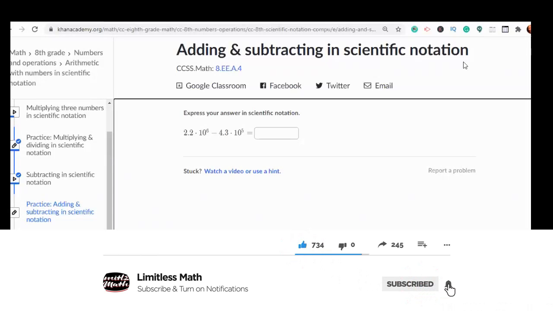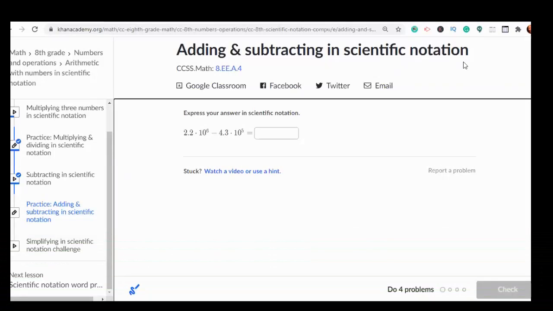Okay, so now we're going to get into adding and subtracting numbers in scientific notation. And here we have a little bit of a trick to it, so pay close attention. Unlike multiplying and dividing, where your bases of 10, your powers of 10, I should say, could be anything. They didn't have to match. That was perfectly fine. But when you are adding and subtracting, your powers need to match.